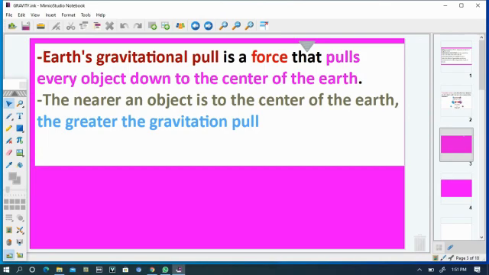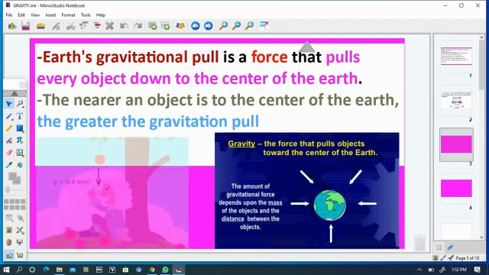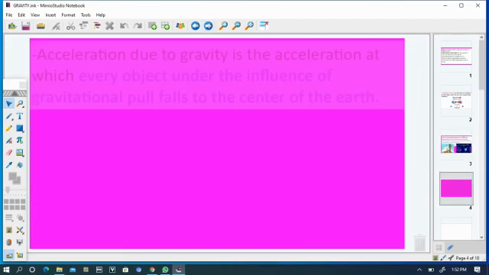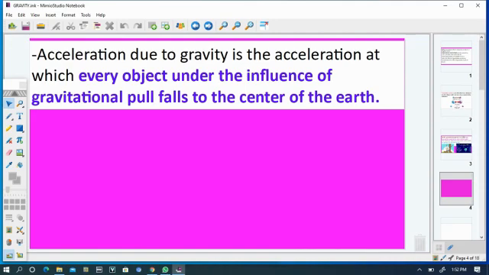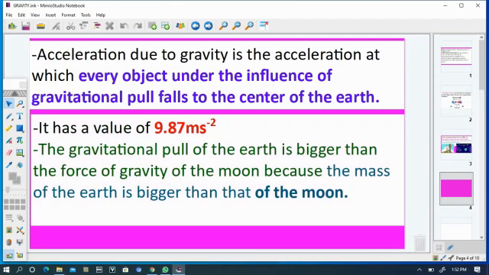Earth's gravitational pull is a force that pulls every object down to the center of the earth. The nearer an object is to the center of the earth, the greater the gravitational pull. Acceleration due to gravity is the acceleration at which every object under the influence of gravitational pull falls to the center of the earth, and it has a value of 9.8 meters per second squared. The gravitational pull of the earth is bigger than that of the moon because the mass of the earth is bigger than the moon.